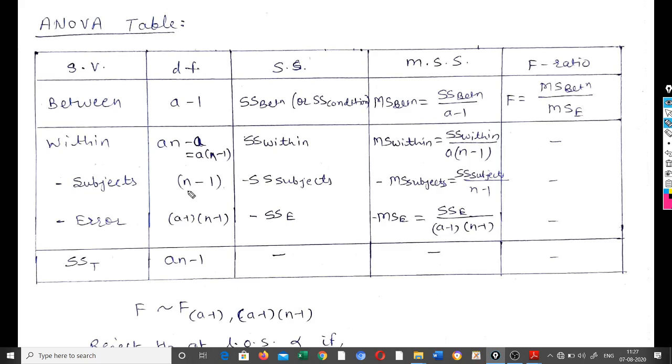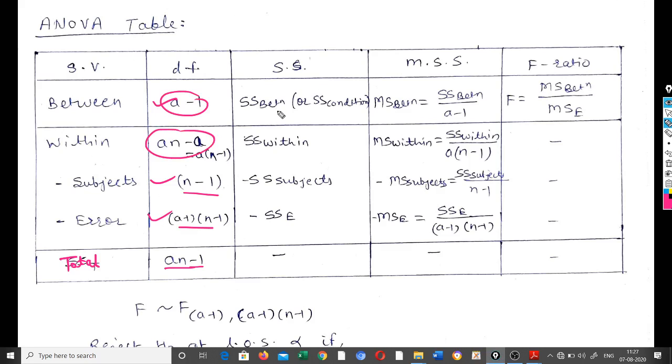The total number of subjects or total number of people in the last example is n, so the degrees of freedom will be n minus 1. Now the addition of these two degrees of freedom must equal this one, so that's why it is here, it is (A minus 1) into (n minus 1). Now the total observations are an, so the degrees of freedom for total, here it is actually total, not SST, are an minus 1. Now this an minus 1 is actually the addition of these two, this one and this one. All right.